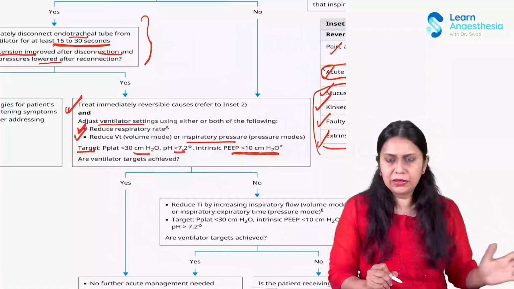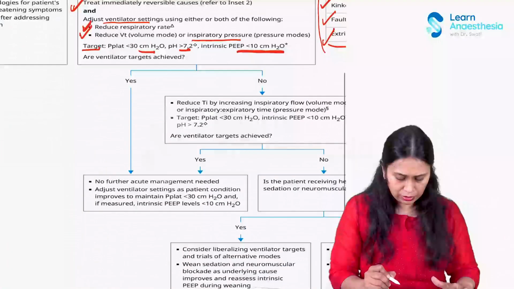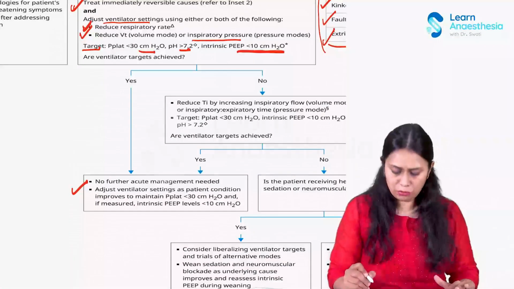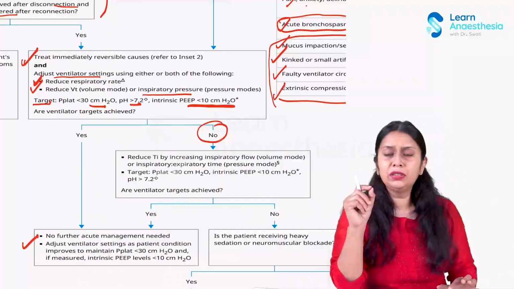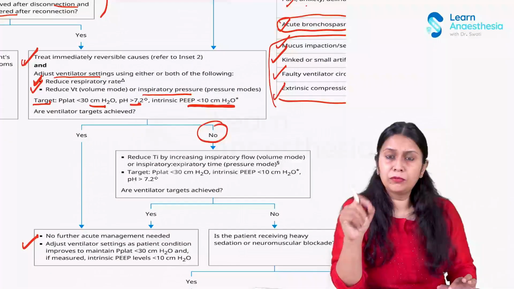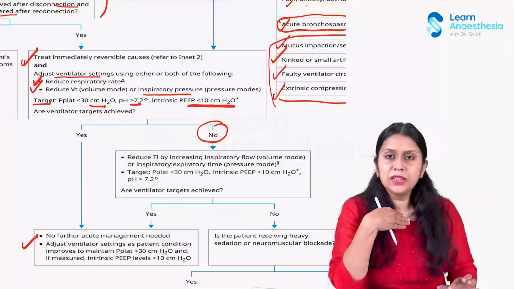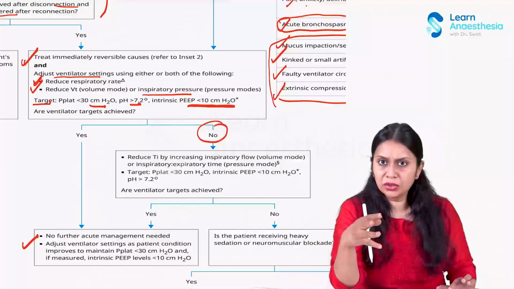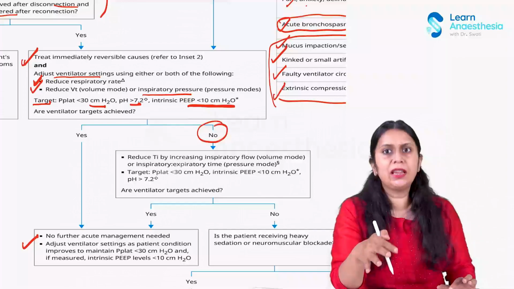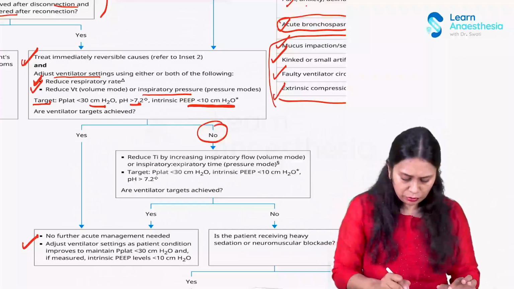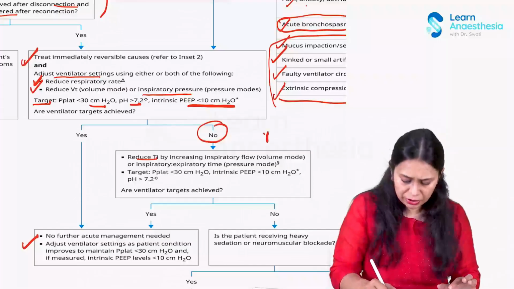Now if the targets are achieved, no further management is required. If the target is not achieved, then we can reduce the inspiratory time, giving the inspiratory flow faster to the patient. So what will it do? It will again increase the expiratory time of the patient. So reduce the TI. The TI is reduced.